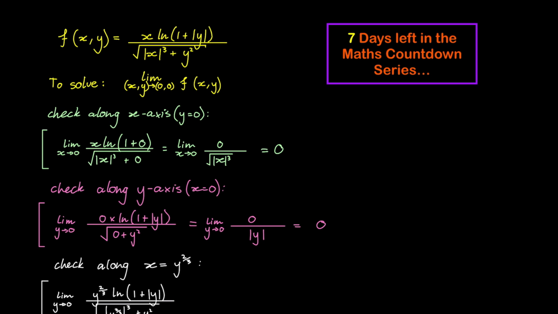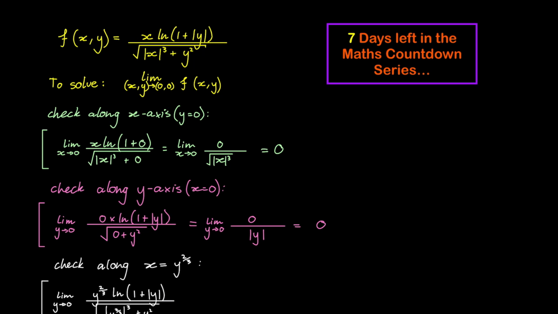Okay, so for today's video, we're going to be evaluating the limit as x and y approach 0 and 0 of this function. When we are evaluating limits of bivariate functions, we need to see first if this limit exists, or at least get an idea of if this limit exists. And if it does exist, we need to get an idea of what this limit equals.